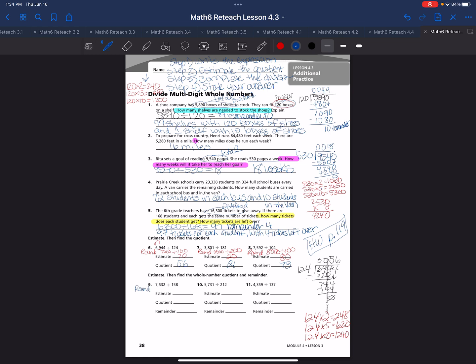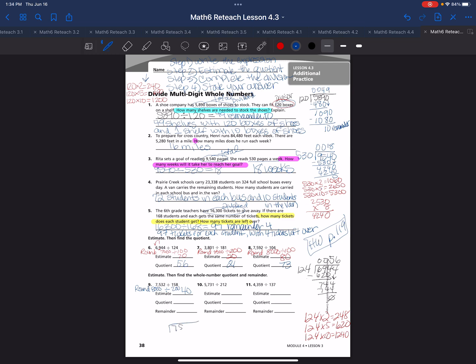So 7,532. I can round that either to 7,500 or I can round it to 8,000. And then 158, I can round to 150 or I can round to 200. So if I did 8,000 divided by 200, I would get 40. Okay, let's do our quotient here.